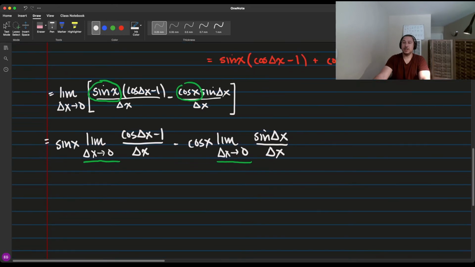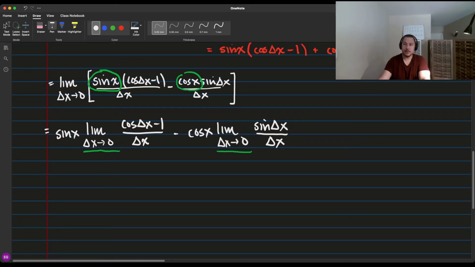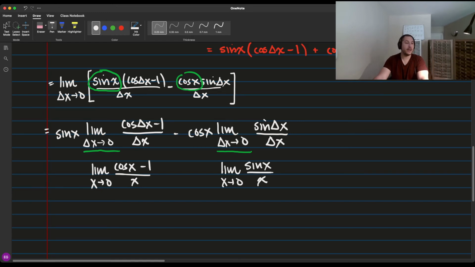And these are actually two special limits. We can just rewrite this as the limit as x goes to 0 of cosine x minus 1 over x. And we can rewrite this as the limit as x goes to 0 of sine x over x, so we don't have to write the delta x. And then we're going to use Wolfram to estimate what these are equal to.